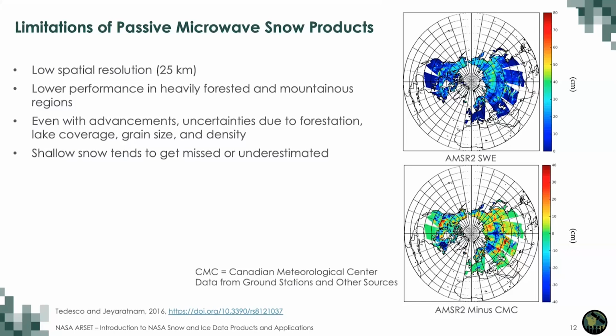And shallow snow tends to get missed. Basically, the shallow snow doesn't attenuate the signal enough. The passive microwave is not sensitive enough to tell that there's snow cover there. And shallow snow can be important in terms of the reflectance, how much energy gets absorbed, and the water resources.